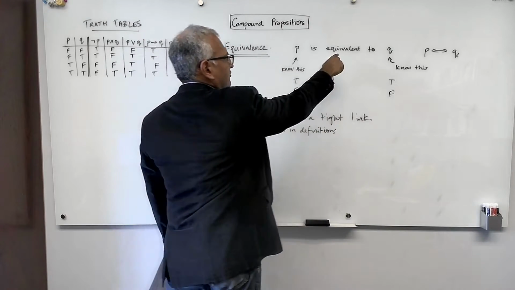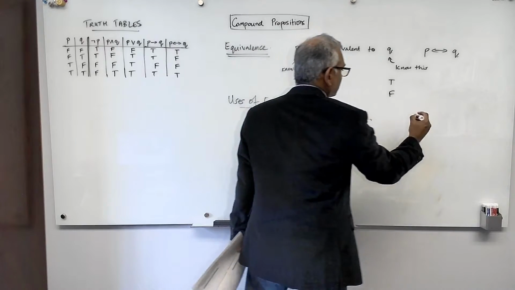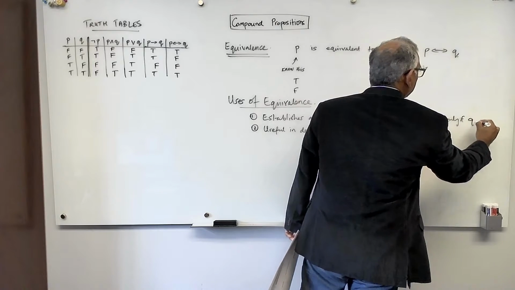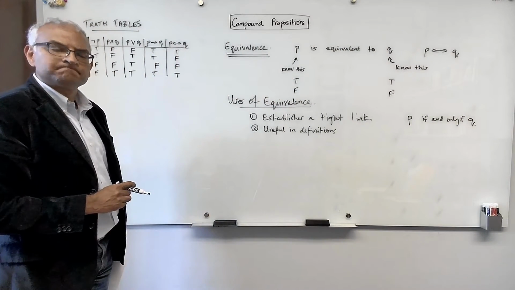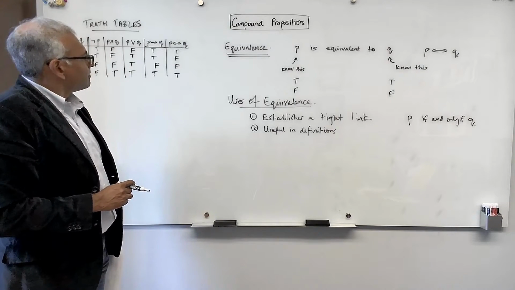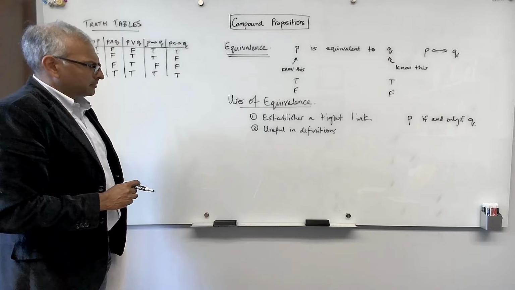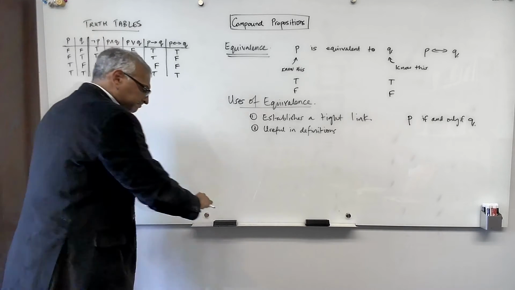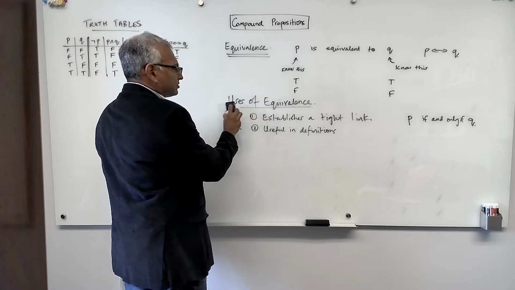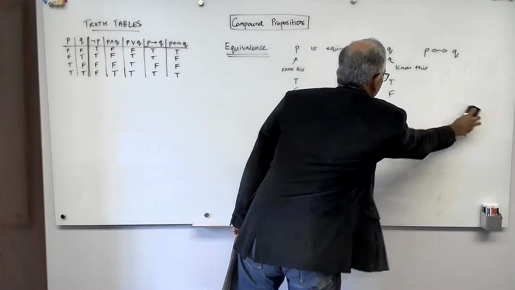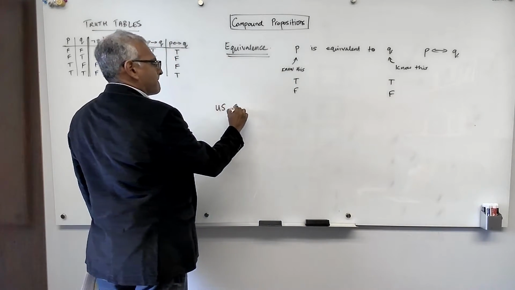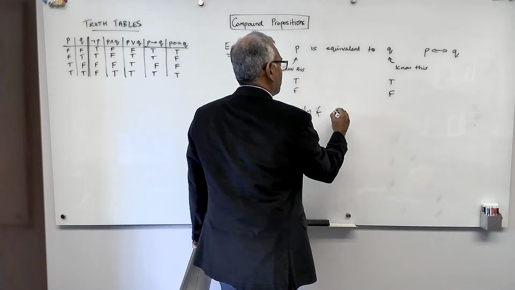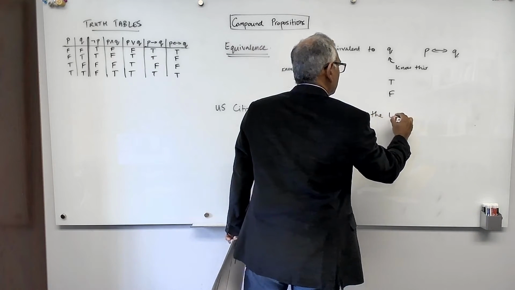Okay. And sometimes, instead of equivalent, we say if and only if. So sometimes we say P if and only if Q. Okay. And, whenever one is true, the other is true. Okay. So, let me give you some examples of definitions. U.S. citizen if and only if you are born in the USA.